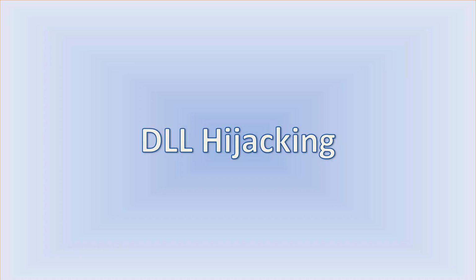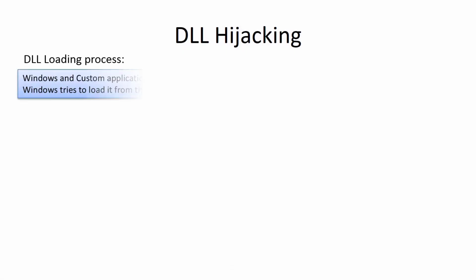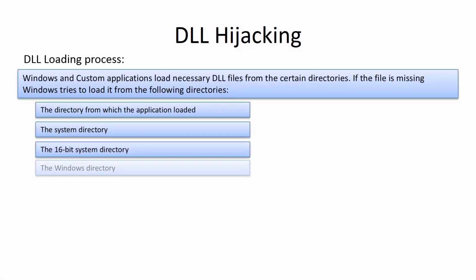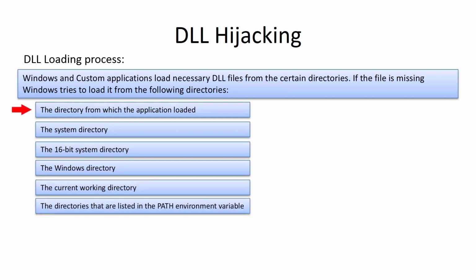DLL hijacking is one of the most common techniques used to gain remote access or elevate user privileges in the system. As you know, almost all Windows and custom applications, when running, can load special library files called Dynamic Link Library, or just simply DLL. The formats of this file are the same as for Windows executable. Let's have a brief look at how a DLL file is loaded.